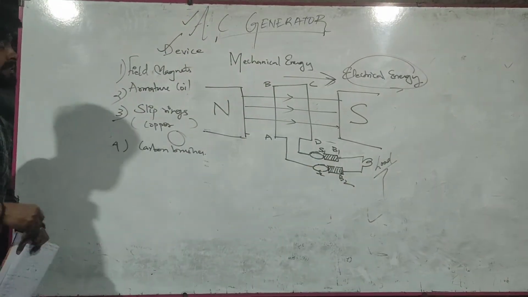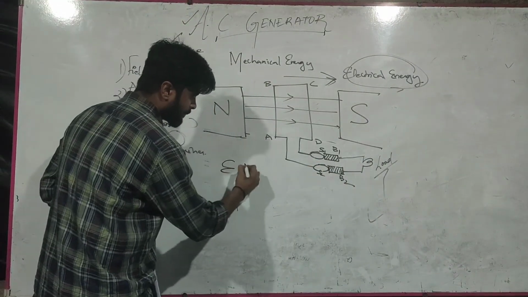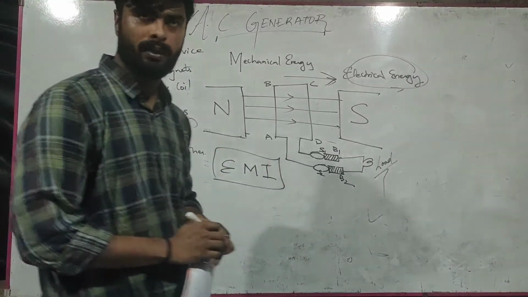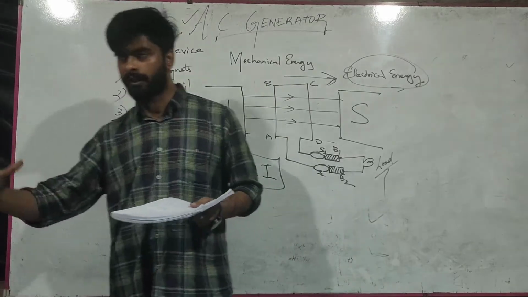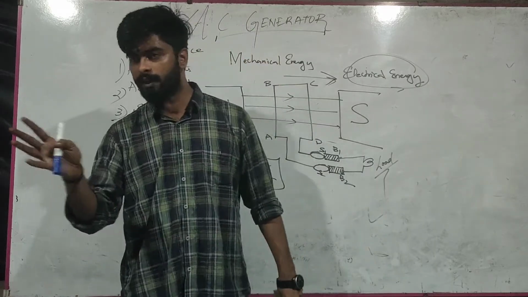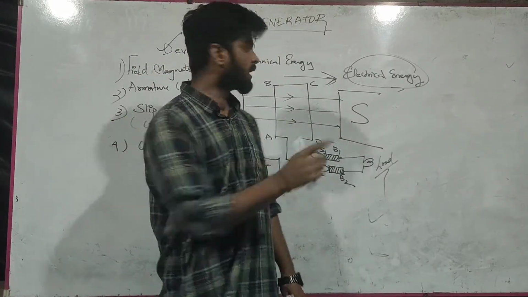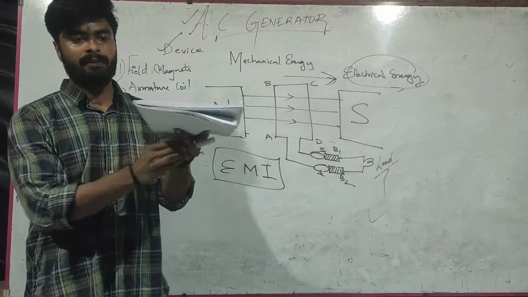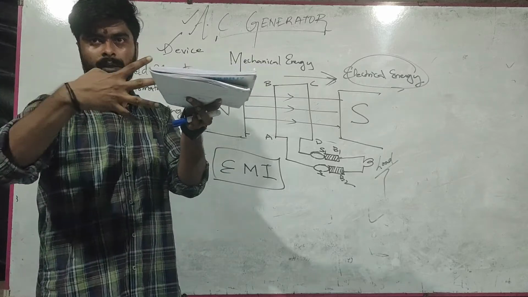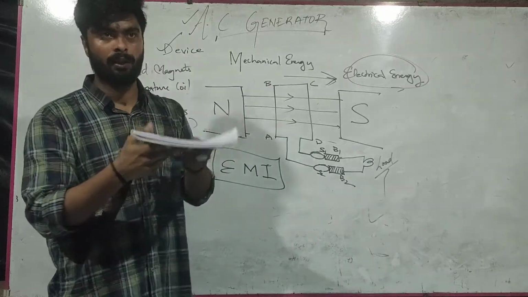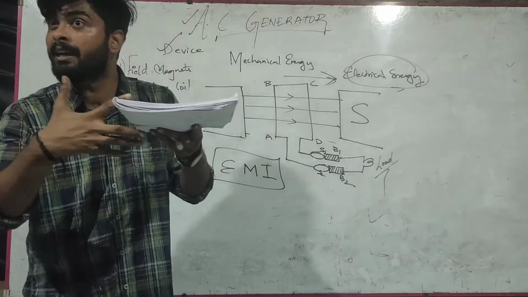Now, what is the principle of this AC generator? It is nothing but EMI, electromagnetic induction. This is the principle on which AC generator works. Imagine you have a field magnet here, which is north pole, and another field magnet which is south pole. Then there will be magnetic field lines from north to south. Imagine the armature coil is placed like this, and there are 4 magnetic field lines coming, of which 2 pass from the top of this coil and 2 pass from the bottom of this coil. That means there is no magnetic field entering into the coil.